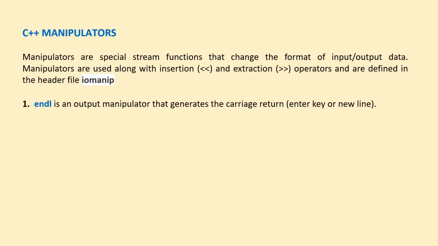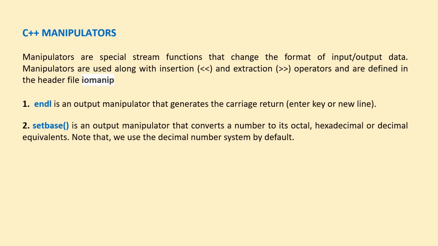First one is the endl statement, which we have already used many times. It's an output manipulator that generates the carriage return or enter key or the new line. Second is the setbase function. It is an output manipulator that converts a number to its octal, hexadecimal, or decimal equivalents. Just reminding that we use the decimal number system by default.